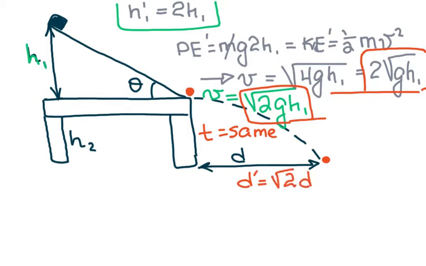So it wouldn't be the same distance, and it wouldn't be twice as long if you increase h1 by 2.